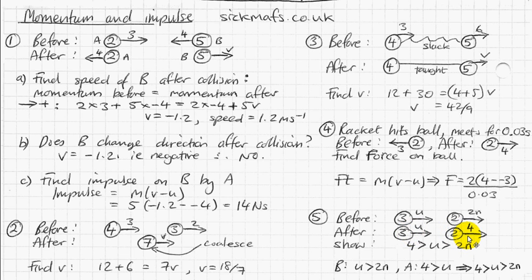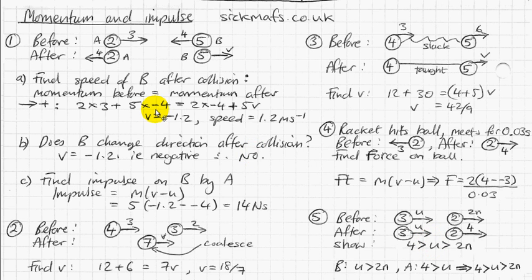So that means 4 has to be greater than u. And if 4 is greater than u and u is greater than 2n, that combined can be written as a single inequality: 4 is greater than u, which is greater than 2n. And that's it really, just a bit of common sense there.